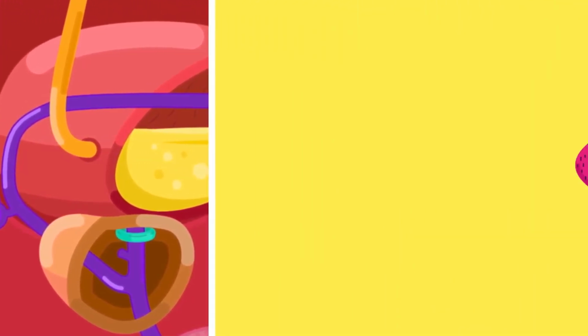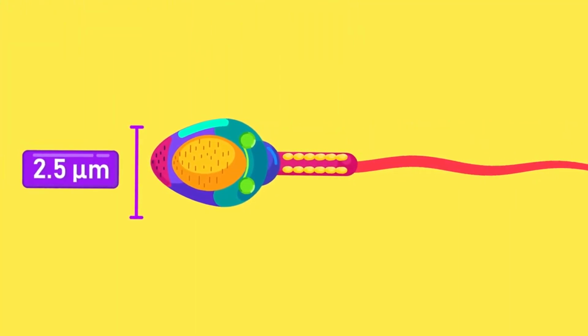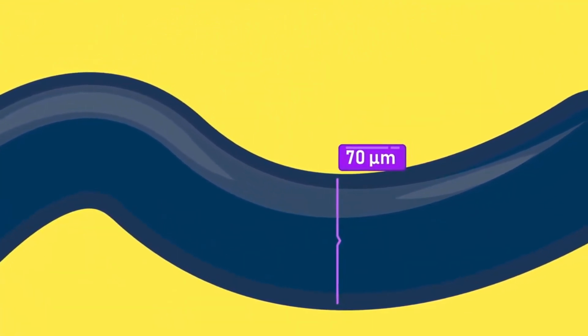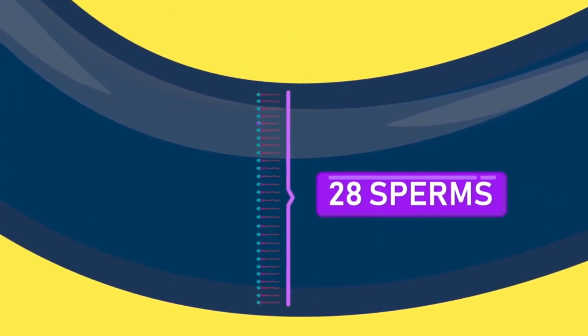The human sperm, or spermatozoon, has a head with a diameter of only about 2.5 micrometers. But exactly how small is 2.5 micrometers? Compare it with the diameter of your hair, which is around 70 micrometers. Get the picture? You can fit 28 of these wiggly cells along the width of just a single hair.